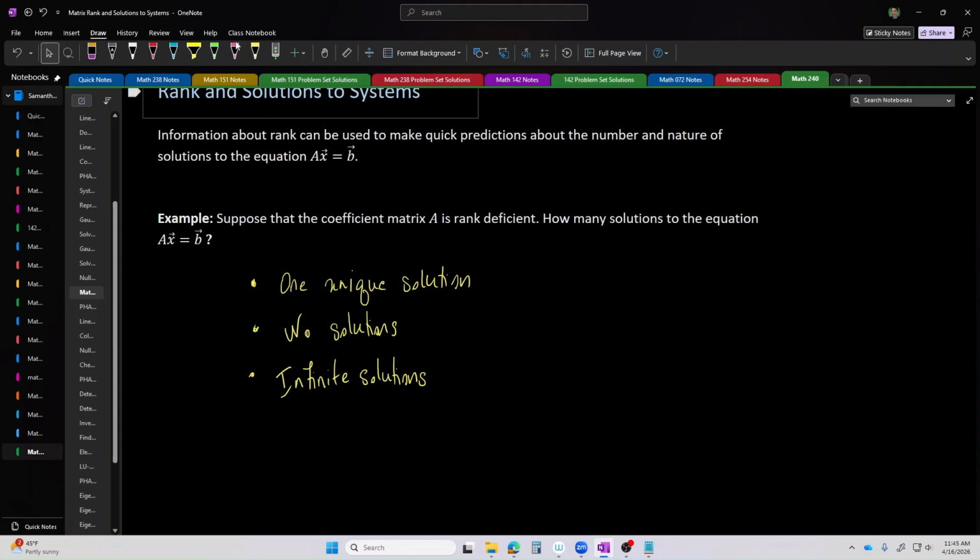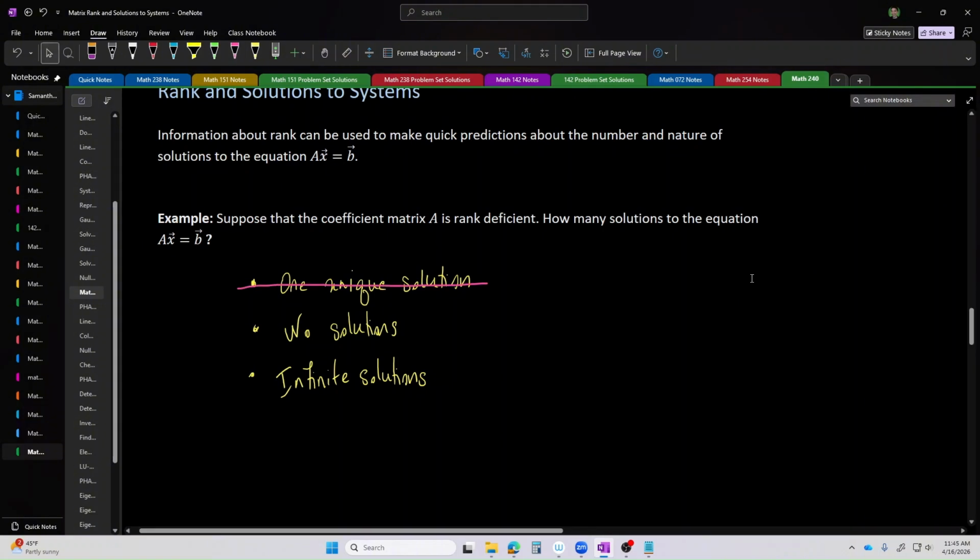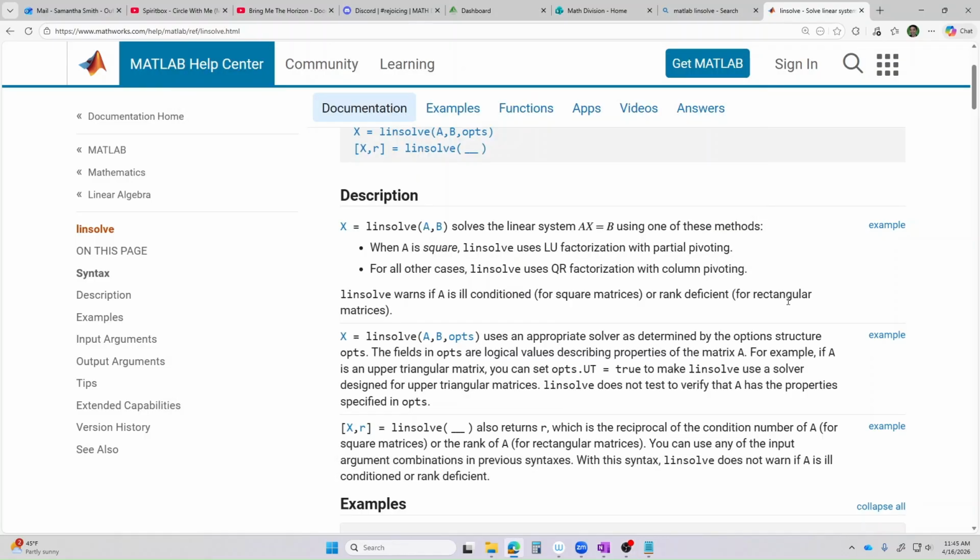So when you're dealing with a matrix that's rank deficient, this option of one unique solution is off the table. This one doesn't happen, and the 2 possibilities that you are left with is that this system of equations has either no solutions or infinite solutions. So in light of that, we can now imagine why MATLAB might throw an error in a situation where you're trying to solve an equation involving a rank deficient matrix.